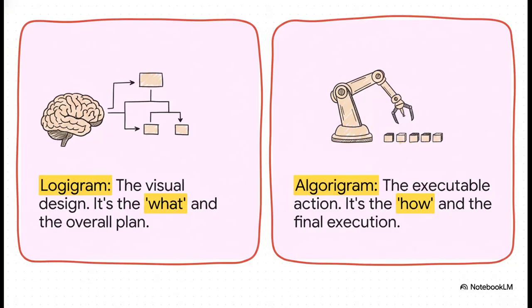This chart breaks it down perfectly. The logogram, that's the what, the beautiful, clear visual plan. The algorithm, that's the how, the hard-working code that actually gets the job done. Think of it this way. The logogram is the architect's drawing. The algorithm is the construction crew's detailed step-by-step instructions.